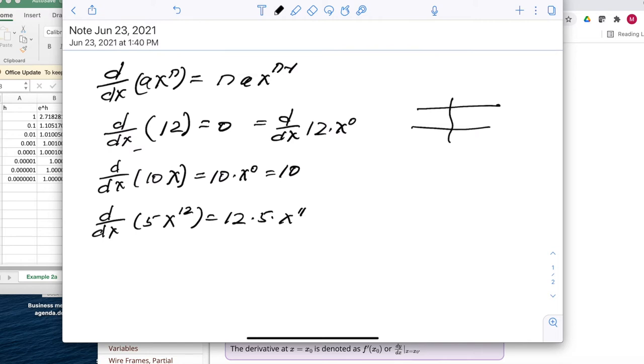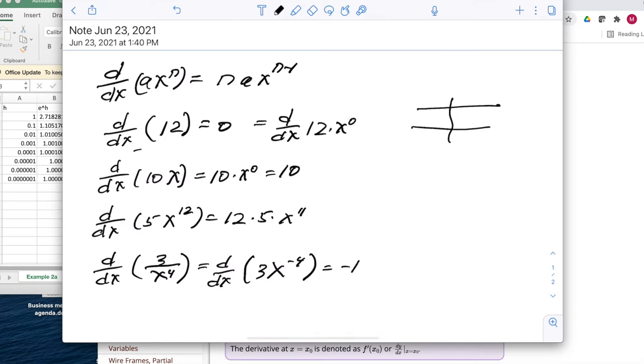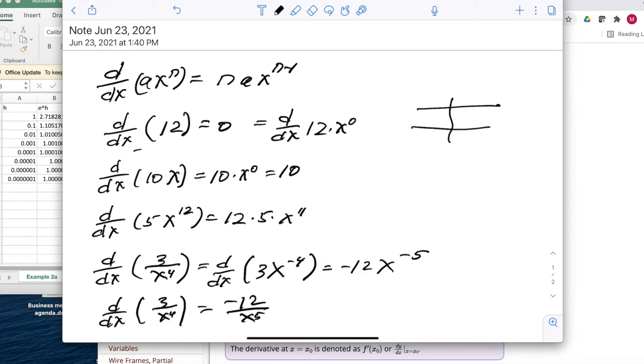To look at some other cases, if I'm interested in the derivative with respect to x of 3 over x to the 4th, the easiest way to do that is to first say this is the derivative with respect to x of 3 times x to the minus 4, which is minus 12 times x to the minus 5. If I instead write it as 3 over x to the 4th, there's a tendency to try and make this 4 into a 3, but again, it should be minus 12 over x to the 5th. It looks like the exponent is going up from 4 to 5, but this is really a negative exponent going down from minus 4 to minus 5.